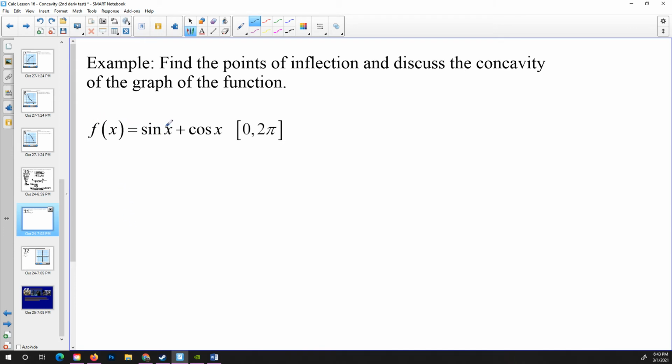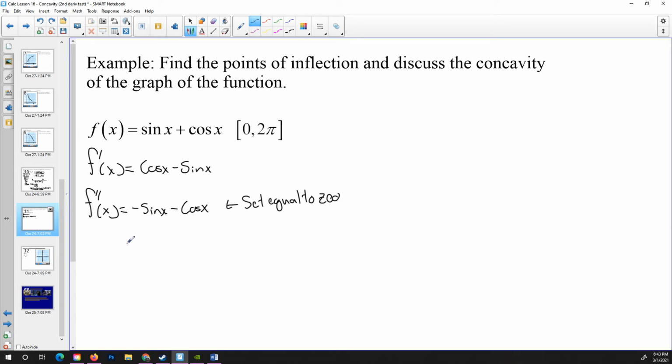All right, next function. F of x equals sine x plus cosine x on the closed interval from 0 to 2 pi. So first, let's take that first derivative: the derivative of sine x is cosine x, and the derivative of cosine is negative sine. Then we'll take that second derivative: the derivative of cosine is negative sine, and the derivative of sine is cosine. And what we'll do is set this equal to 0, so I'll have negative sine x minus cosine x equals 0.